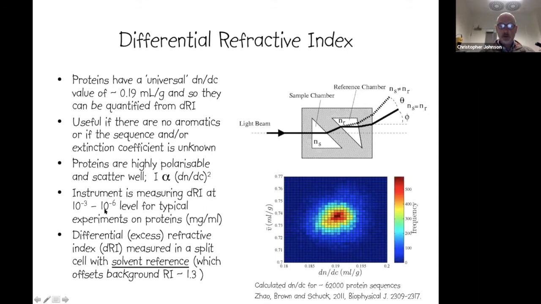Just as an instrumental point, if we're going to be measuring proteins or samples around about mgs per mil, then the change in refractive index for 1 mg per mil will be 0.19 times 10 to the minus 3 of a refractive index unit. And therefore, when we're measuring differential refractive index, we're trying to work at pretty low levels of refractive index change. And this is quite technically challenging in that the background solvent, or our buffer refractive index, is going to have an RI around 1.3, since it's predominantly water. And therefore, the instrument uses a split cell to offset the background refractive index of the solvent.